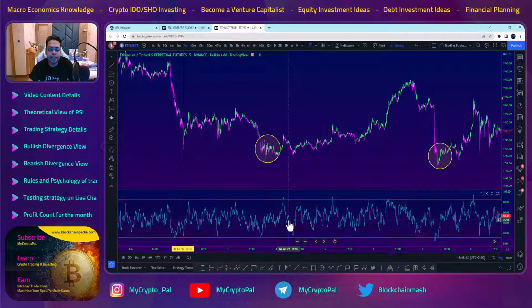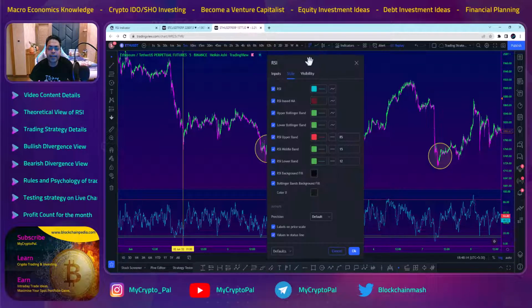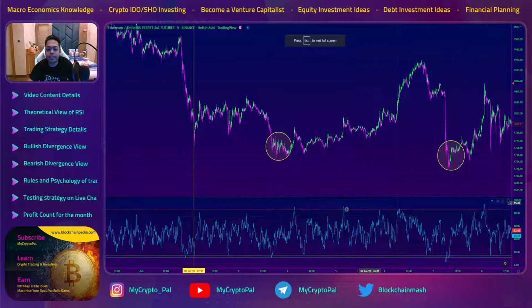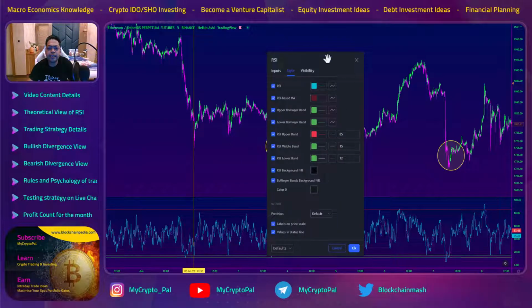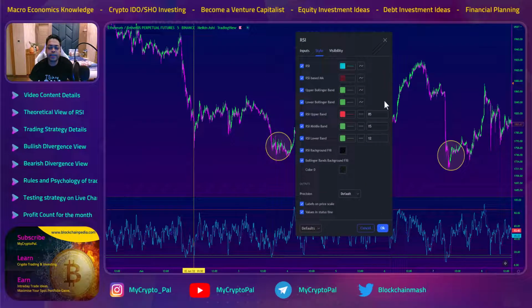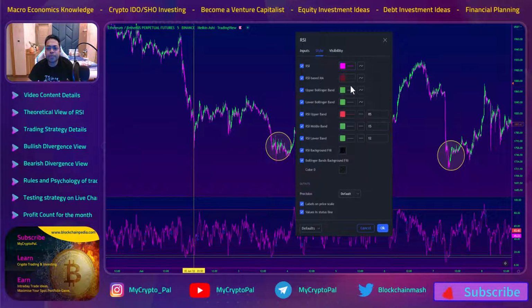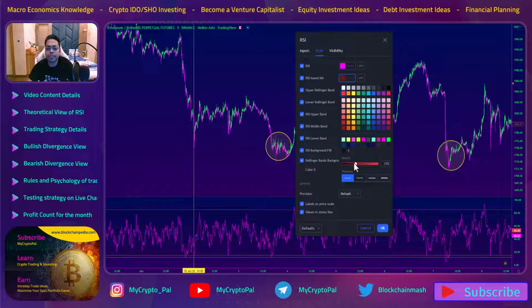Now you can see that I have made some changes to my RSI. There are various reasons for it. The video will go long if I start explaining the reasons, but the basics is why I have changed my overbought and oversold region. There is an explanation to it. Now let me just make it more legible for you. This is the smooth RSI based moving average.